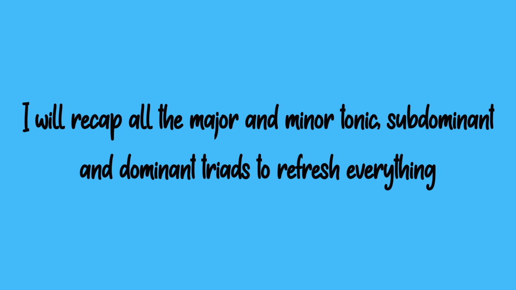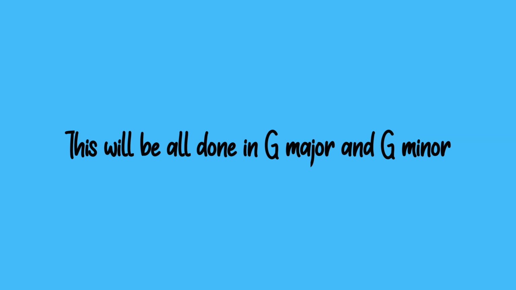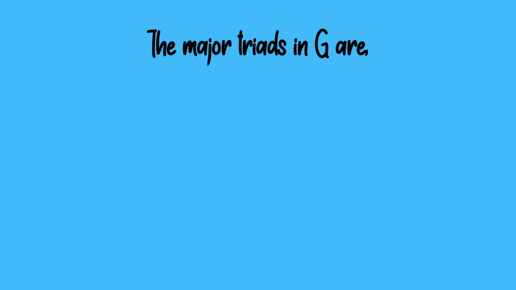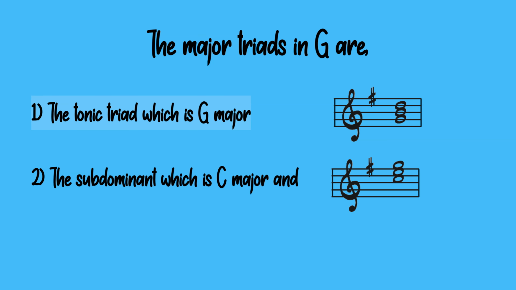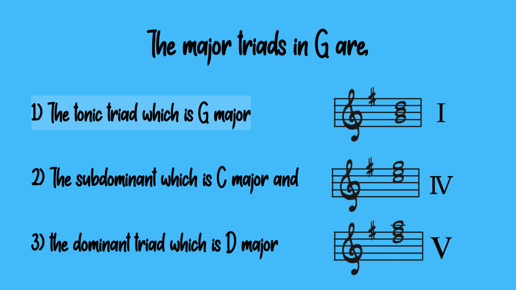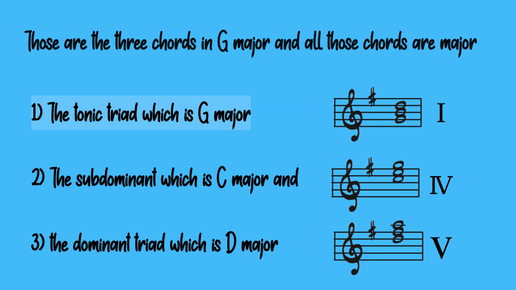I will recap all the major and minor tonic, subdominant, and dominant triads to refresh everything. This will all be done in G major and G minor. The major triads in G are: 1. The tonic triad, which is G major; 2. The subdominant, which is C major; and 3. The dominant triad, which is D major. Those are the 3 chords in G major, and all those chords are major.